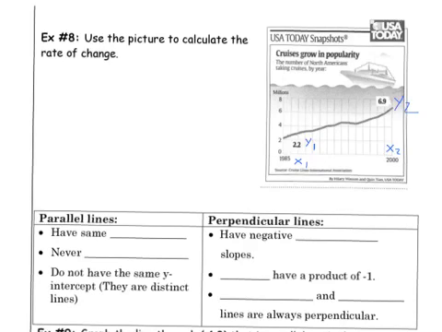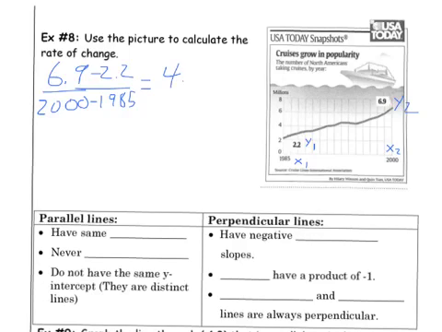Well, let's calculate the slope. y2 minus y1, right? So 6.9 minus 2.2 over 2,000 minus 1985. 6.9 minus 2.2 is 4.7. And 2,000 minus 1985 is 15. So over a 15-year period, we went up 4.7 million. More people are taking the cruises.